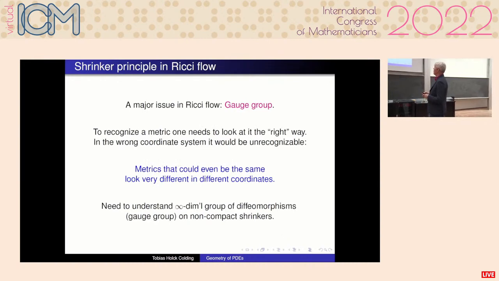Now, what are the other features in the Ricci flow that didn't appear in the mean curvature flow? So one of the major issues in Ricci flow is the gauge group. And this is the third of these examples where the geometry helps you unlock the structure of the PDE. So to recognize a metric, you need to look at it in the right way. If you're looking at a metric in the wrong coordinates, it may look unrecognizable. So if you have two metrics that could even be the same, and you have two different coordinate systems, if you write down the metric in one and in the other and you compare, they may look completely different, okay? And you wouldn't really be able to tell that they are the same.